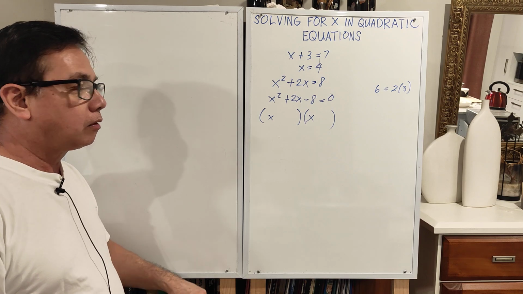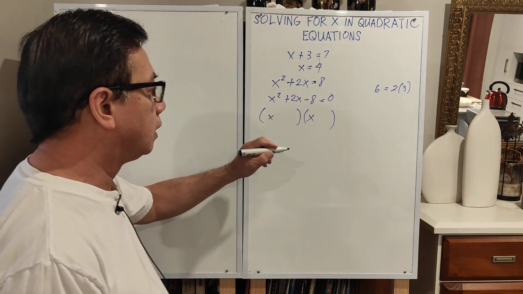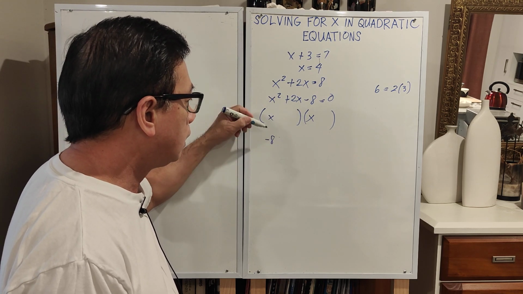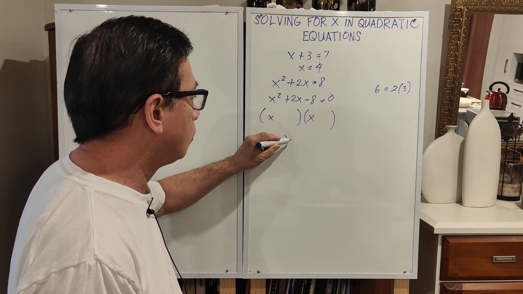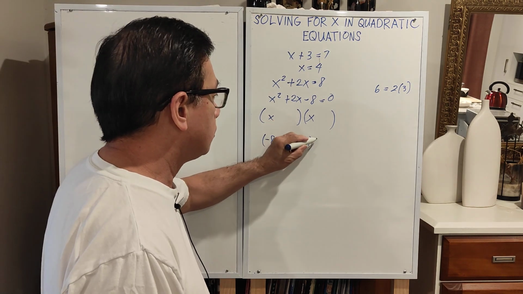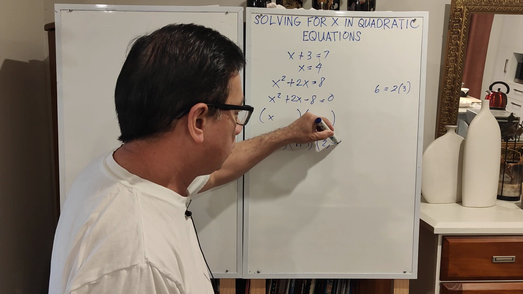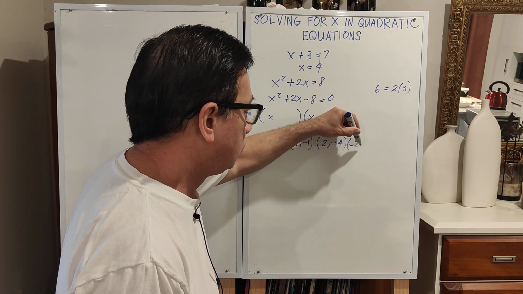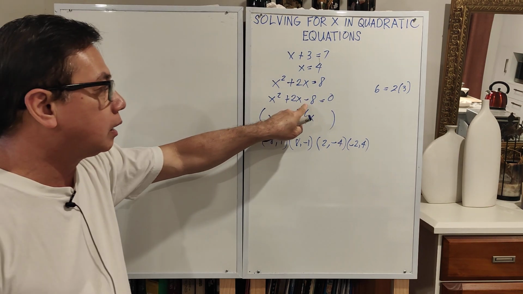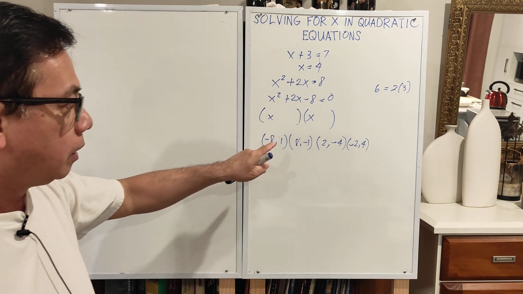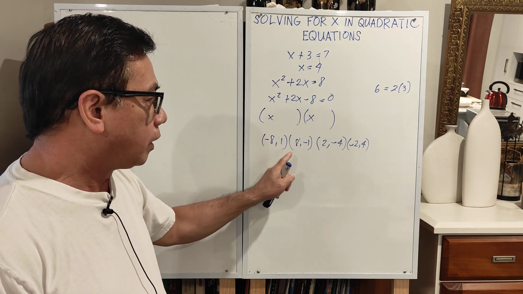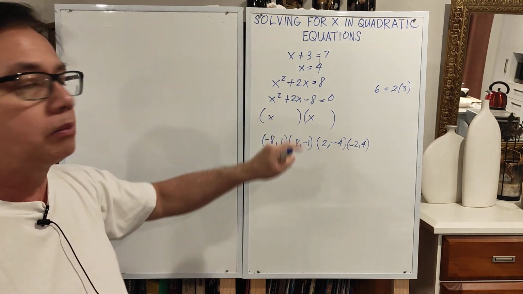So what are the factors of negative 8? It can be negative 8 times 1, or positive 8 and negative 1. It can also be 2 times negative 4, or negative 2 times 4. All of them, if you multiply, will be equal to negative 8. But then which pair of numbers, when you add, will be equal to positive 2?